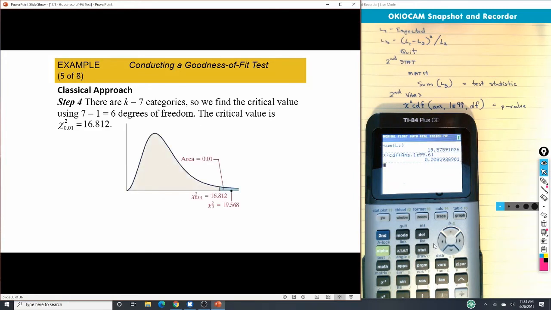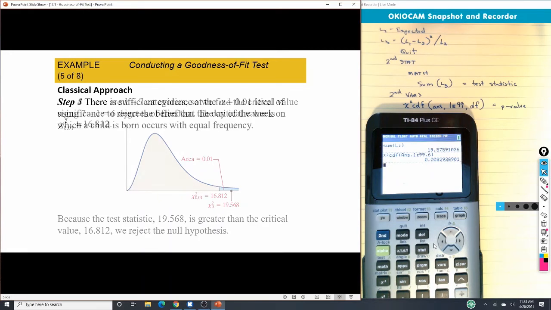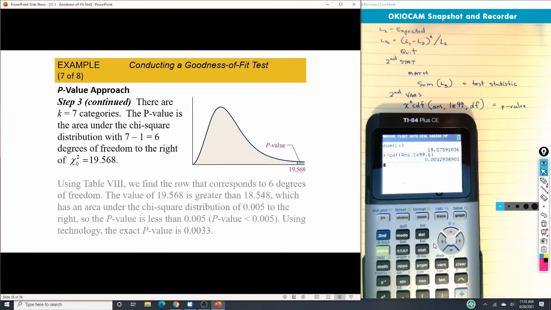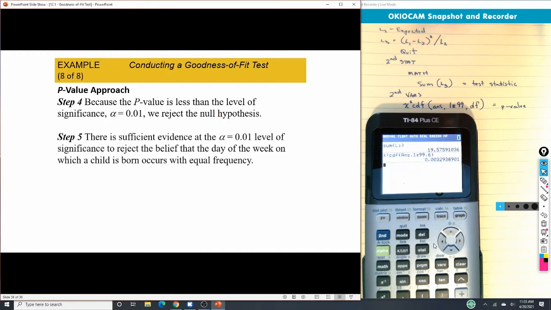All right, so when we start looking at our degrees of freedom and our critical value of 0.01 there, we see that we are again to the right, so we would reject the null hypothesis. All right, and even using the p-value, that is less than the 0.01 that we wanted. 0.003 is less than 0.01 with those, okay?